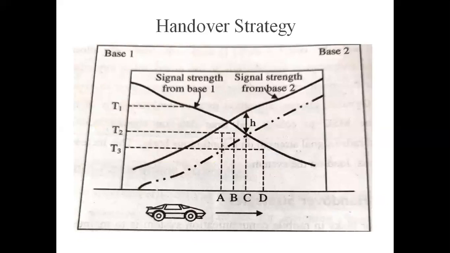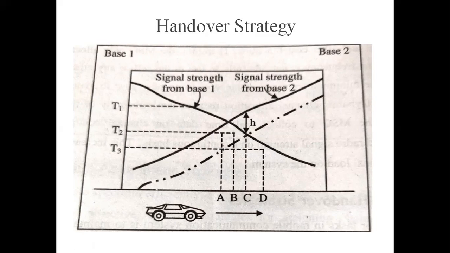Now, if we go through the handover strategy, that means how this particular handoff from one cell to another cell happens, then you can see here a model of a cellular system with two base stations. One is base 1, another is base 2, and obviously one mobile station, MS, or you can say user, or subscriber, which is moving from one base station to another, that means moving from base 1 to base 2.